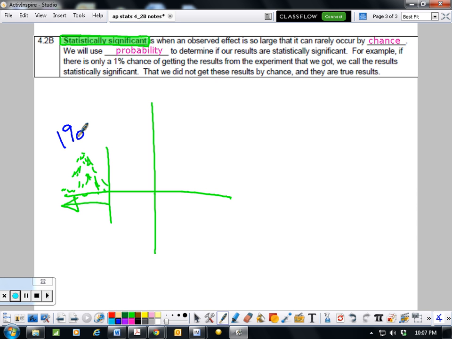And we're actually going to do an activity talking about how we can tell if it's statistically significant. How do we determine that that's just by chance, or if that truly happened and that's a true result? We'll do an activity in class on that and talk about that. And hopefully that'll give you a better idea of this.